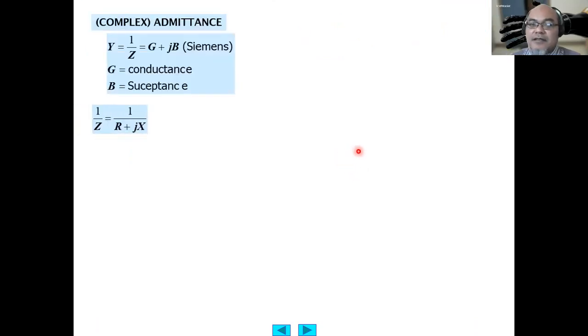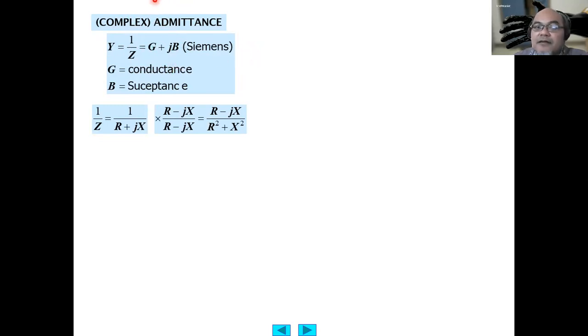Okay, now what about the admittance? As I mentioned, admittance resembles the concept of conductance in a resistive network. In a resistive network, it is similar like that, but admittance is for AC steady state analysis. So Y, which is the symbol for admittance, equals the inverse of impedance, or 1 over Z. This can be expressed as G plus jB in Siemens.